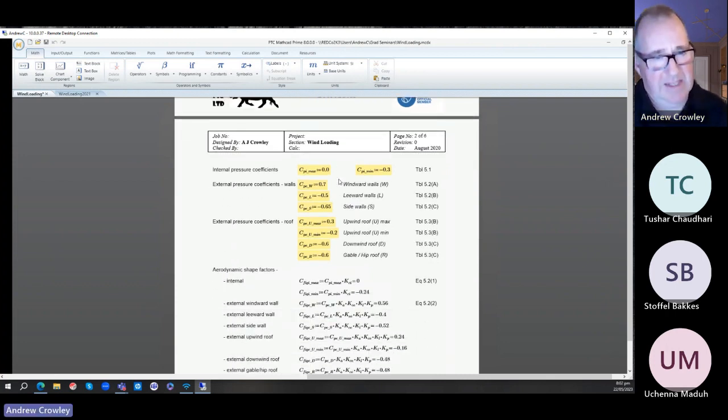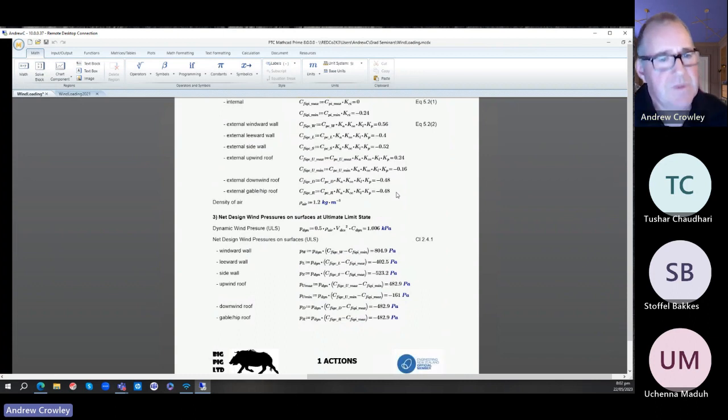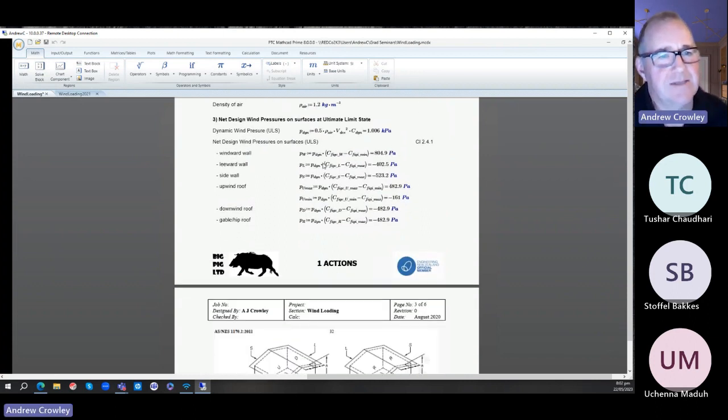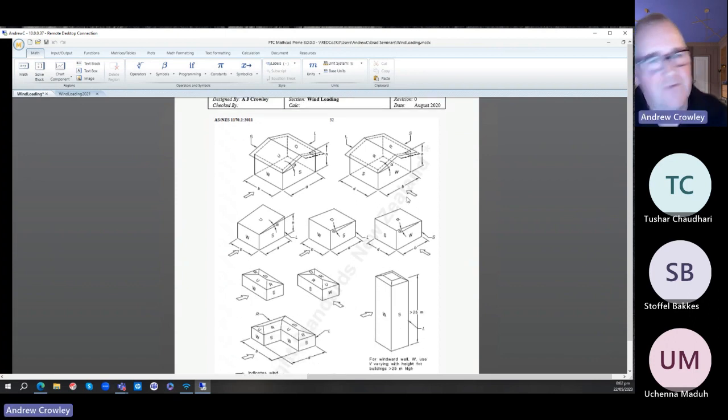And you derive your external pressure coefficients from tables 5.2 onwards, for windward, leeward side, and so on. And that will allow you to determine the C-fig for each of these surfaces. That will give you your net pressure for each of these surfaces. So your wind, leeward, side, wind, and so on, upwind. And again, to remind you of where all of these things apply, pick out the diagram.